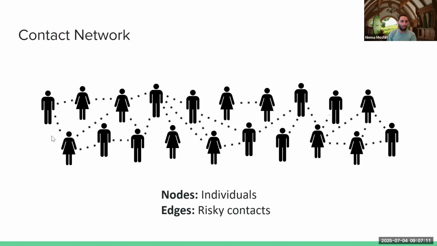Versus if we're talking about a different virus like HIV, HIV is usually transmitted either through sexual contact or shared injection drug use. So the network structure is going to be very different if we're modeling those different interactions. So basically, the structure of this network depends on what are the social interactions across which the virus could transmit.